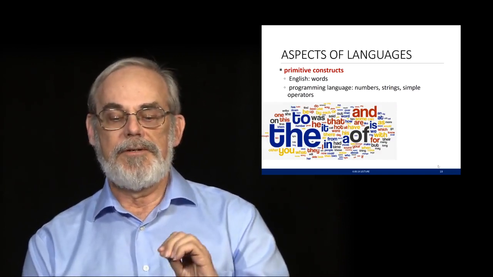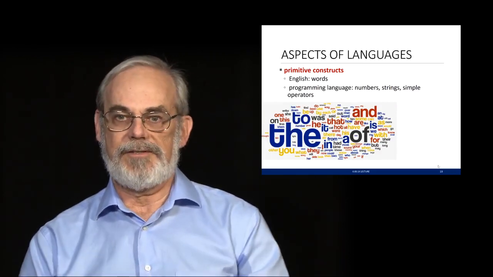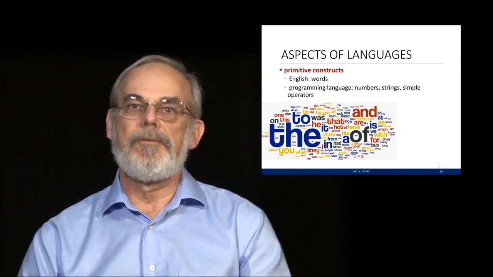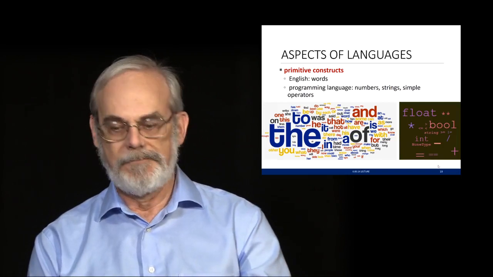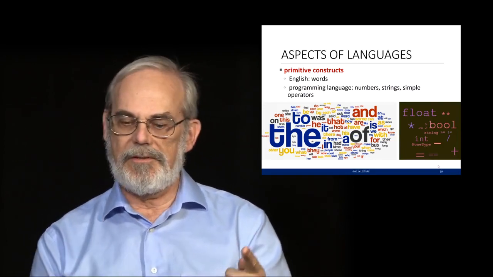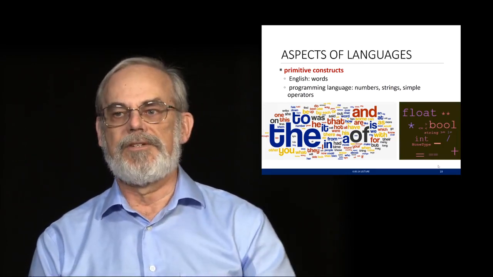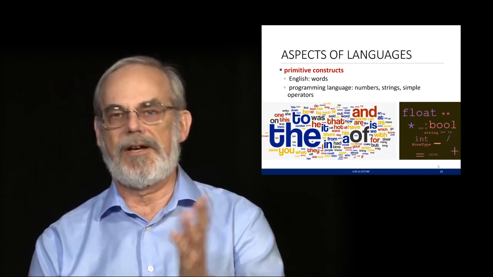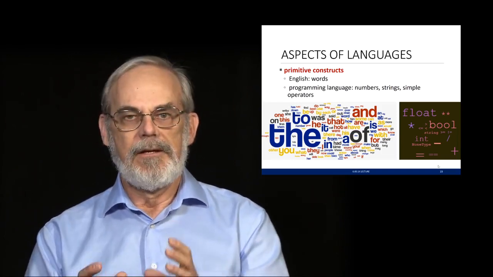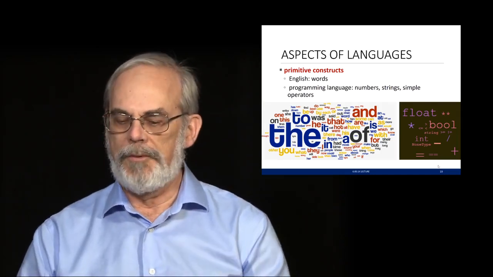In a programming language, we also have primitive constructs. These are the atoms on which we're going to build things. And in a programming language, those are typically numbers, strings, or just sequences of characters, and simple operations, the things that were provided to us by the manufacturer: addition, subtraction, comparison. Given those primitives, we want to put them together.